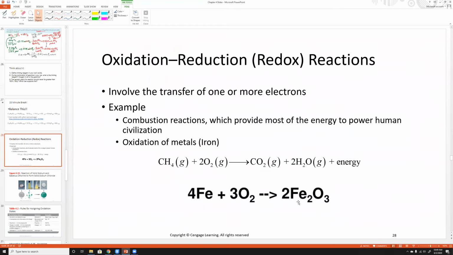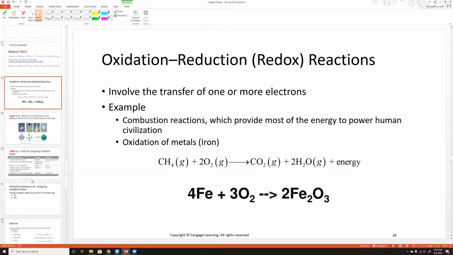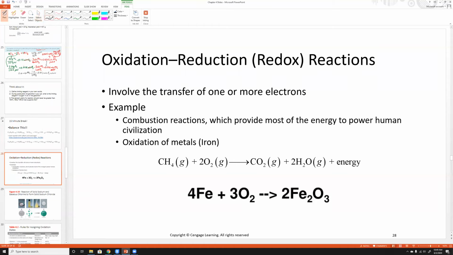There are these things called oxidation states, which I like to refer to as a pseudo charge. It's kind of like a charge, but not really. Each atom could have its oxidation number. Based on the oxidation number and how it changes from the left side of the equation to the right side, you can tell if something is being oxidized and something is being reduced. There's a really good slide coming up, but just to cut to the chase.